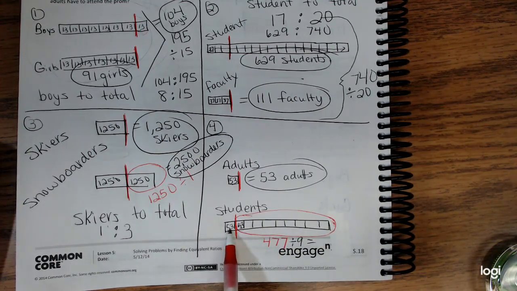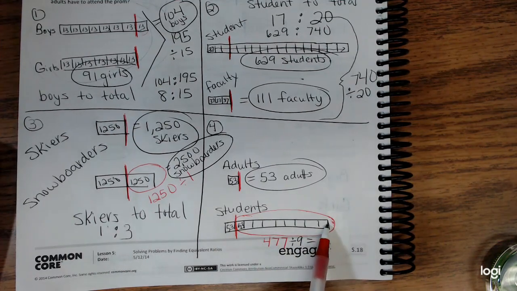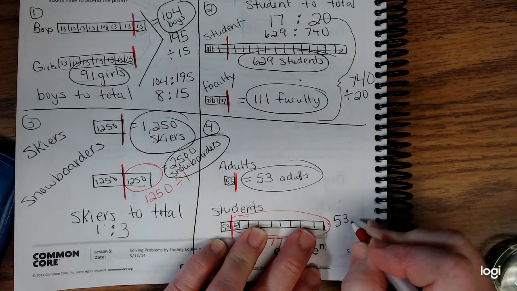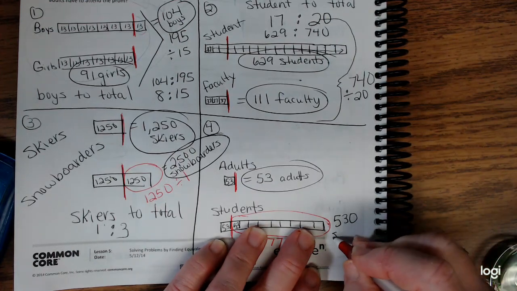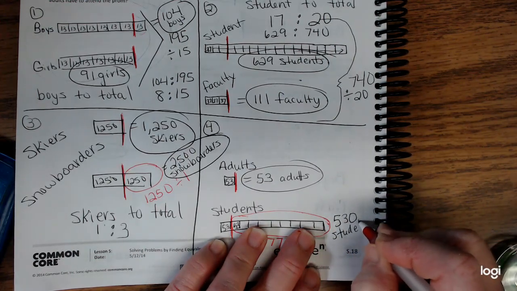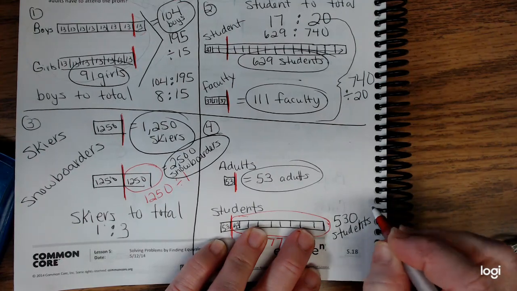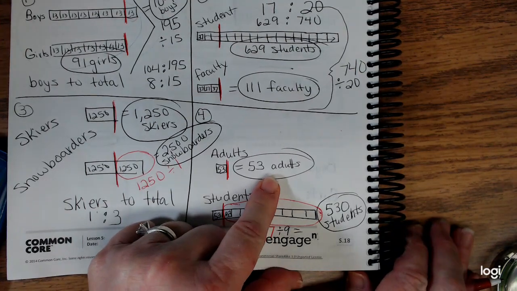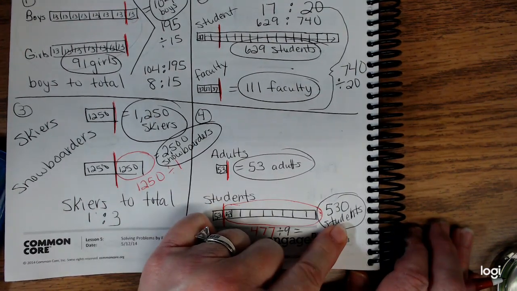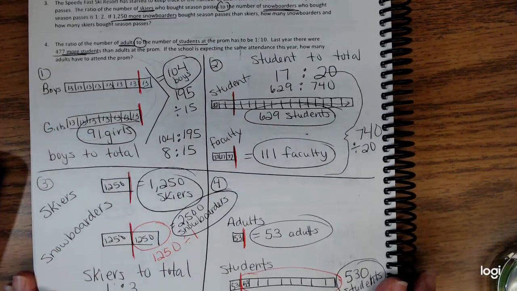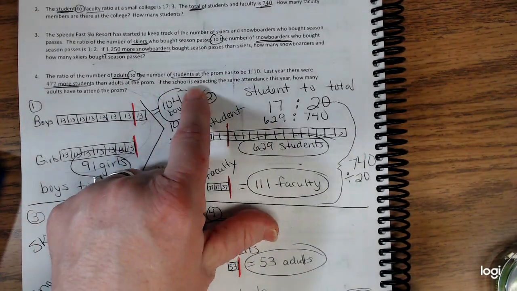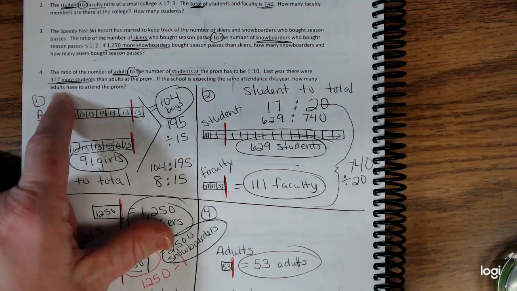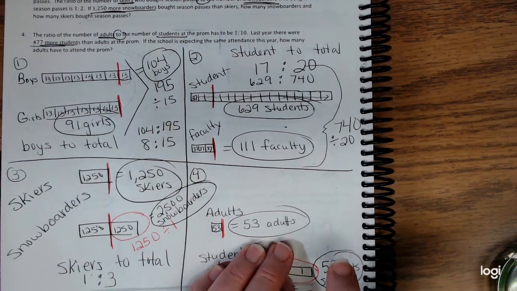Plus this one. We can't forget this one. This is all of them times 10. Well, I know what 53 times 10 is. It's 53 with a 0. Boy, I'm having a hard time holding my pen today. All right, so 53 adults, 530 students. But let's see if we answer the question for sure. The question says, if the school is expecting the same attendance this year, how many adults? So realistically, this was the only answer I needed.